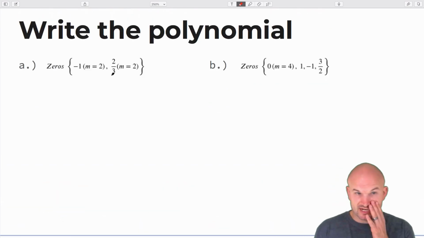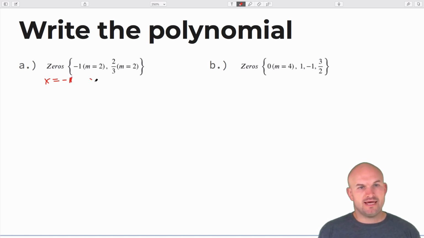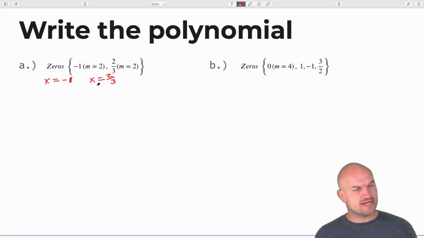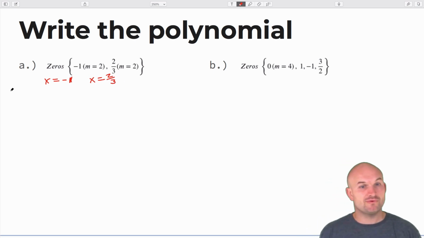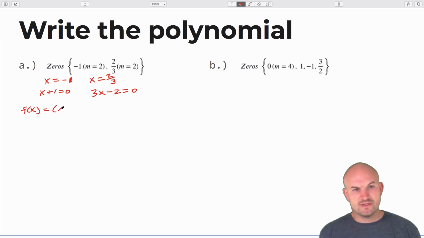Here we have the zeros x equals -1 with multiplicity 2, and x equals 2/3 with the multiplicity of 2 as well. Not so fun. Just joking. So we'll say x equals -1, and then x equals 2/3. Again, I do not want to subtract 2/3 over because I do not want to be doing multiplication with a fraction. So I can write this as x plus 1 equals 0. And then if I multiply by 3 and subtract, I should get 3x minus 2 equals 0. So those are going to be my factors. So I'll write f of x is equal to x plus 1. Don't forget the multiplicity, which is a 2. And don't forget this one has a multiplicity of 2 as well.